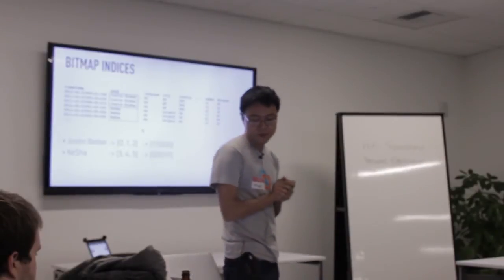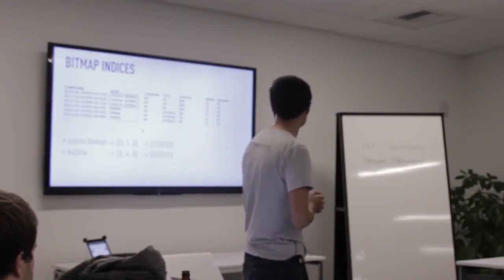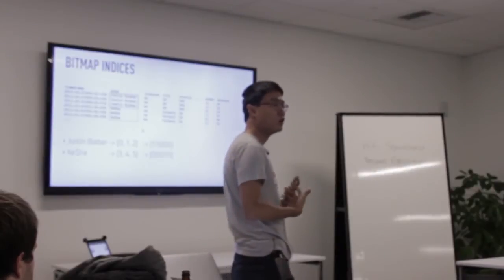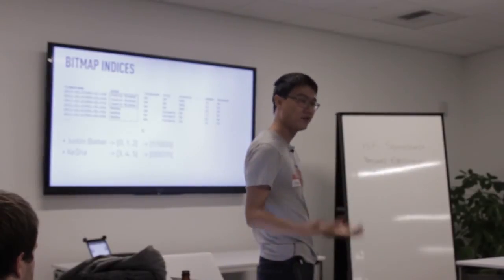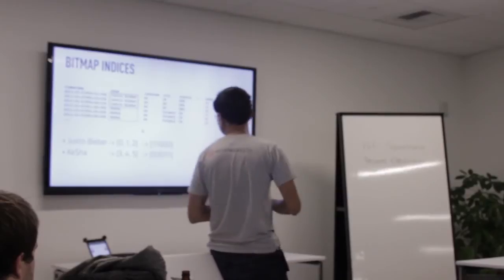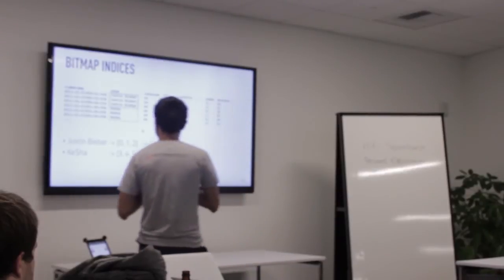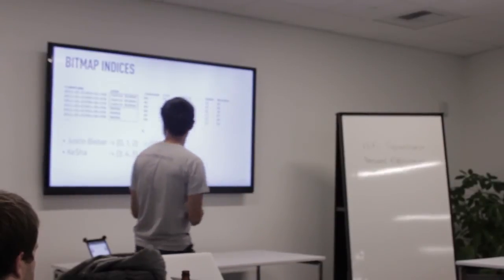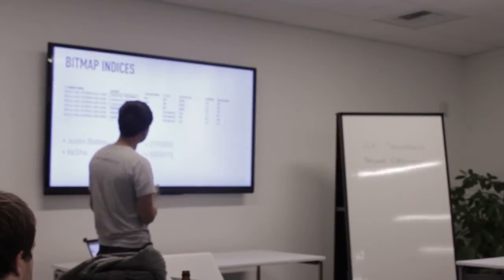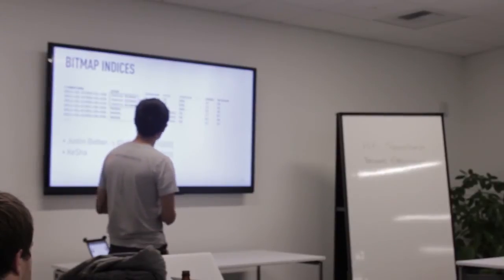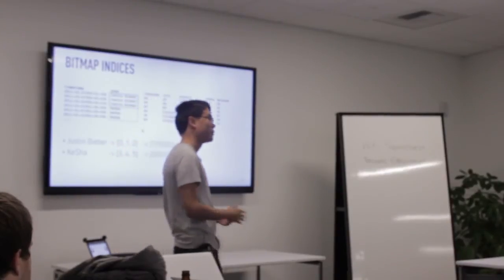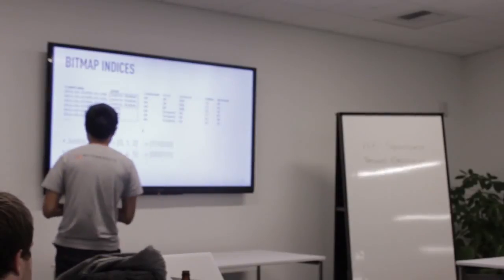There is a secondary index that we build. And this secondary index really allows us to do very fast filters on top of data. So what we actually do is for every single value that's within a column, we build a bitmap index for that value. And what do I mean by that?